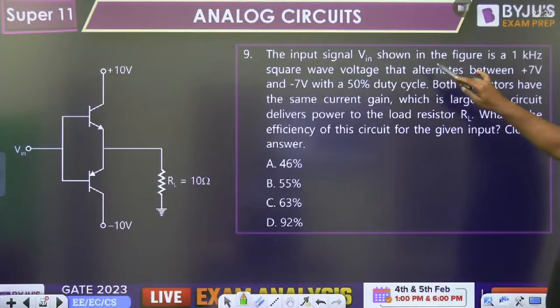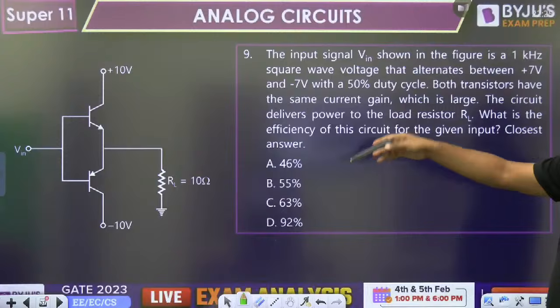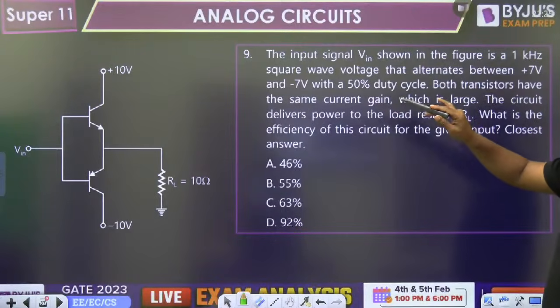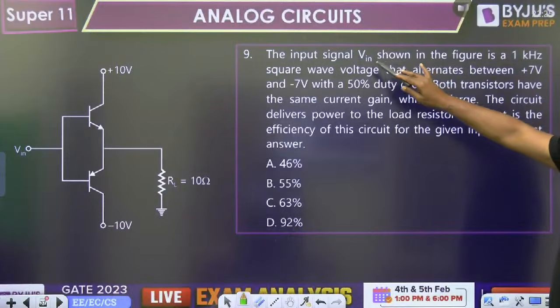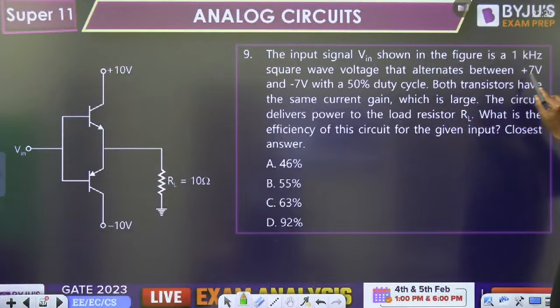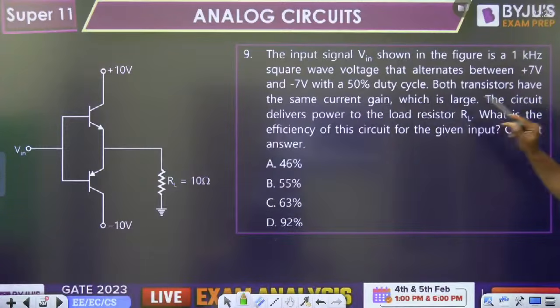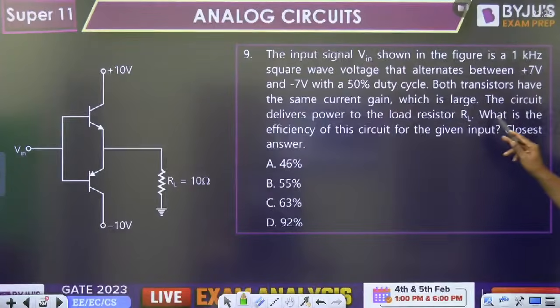The input signal Vin shown in the figure is 1 kilohertz. Now that is the question on what? BJT, but it is a basic concept of power amplifier. This type of question is very, very important, but again very easy. The input signal shown in the figure is a 1 kilohertz square wave that alternates between +7 and -7 with 50% duty cycle. Both the transistors have the same current gain, which is large. Beta is very, very large. The circuit delivers power to the load RL. What is the efficiency of this circuit for the given input?